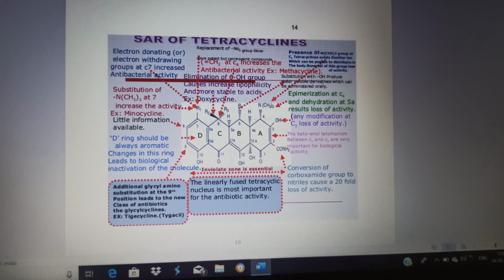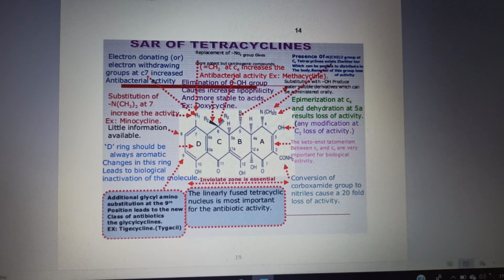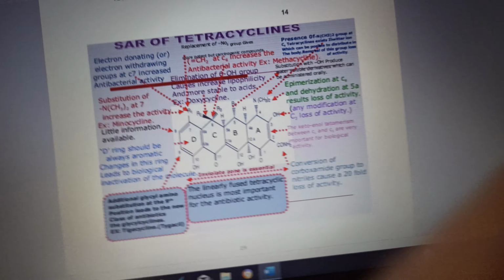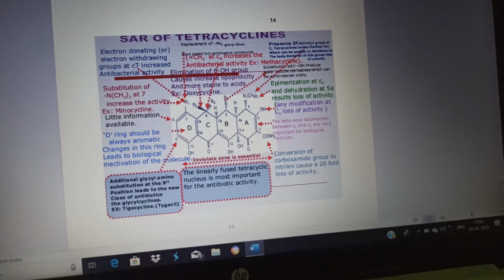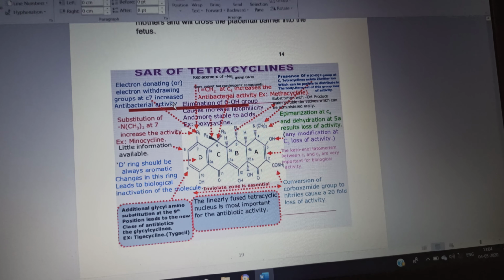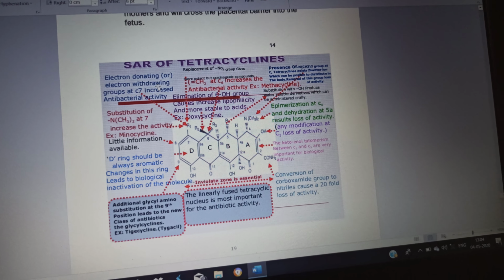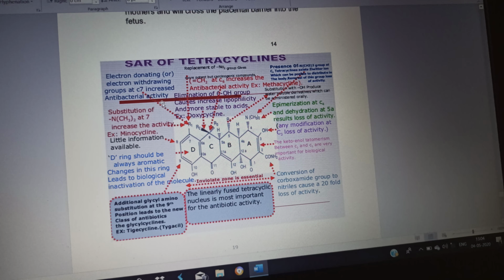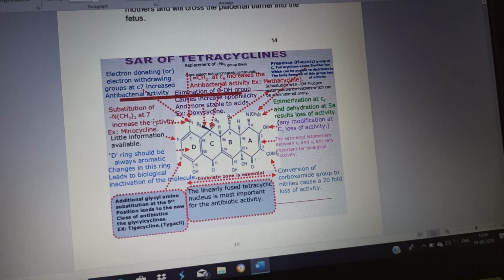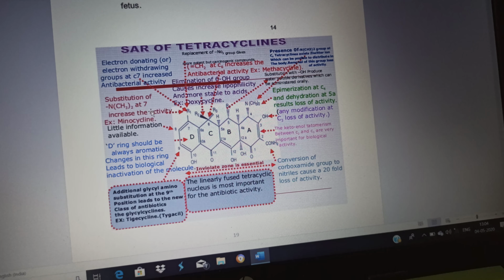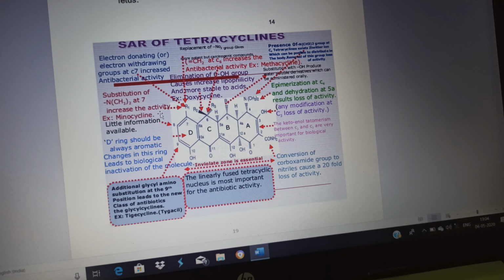Some summarized points of SAR are shown in this slide. This is the first point. Here you can see the electron donating or electron withdrawing group at C7 position will increase the antibacterial activity. Next point is substitution of N(CH3)2 at C7 position increases the activity.